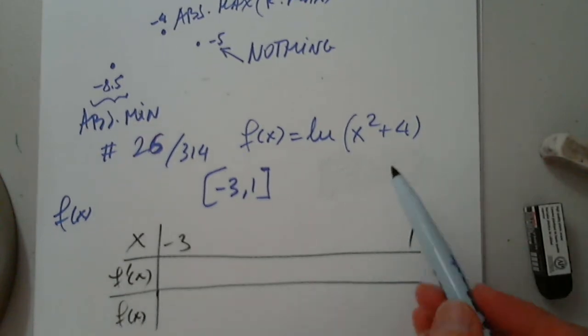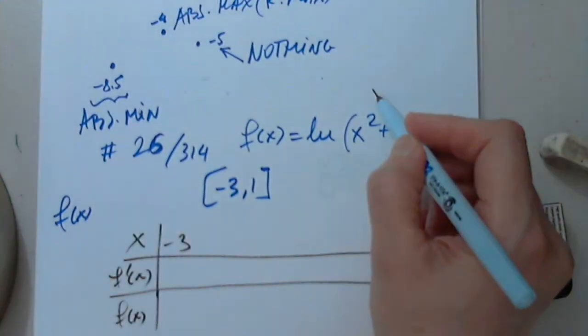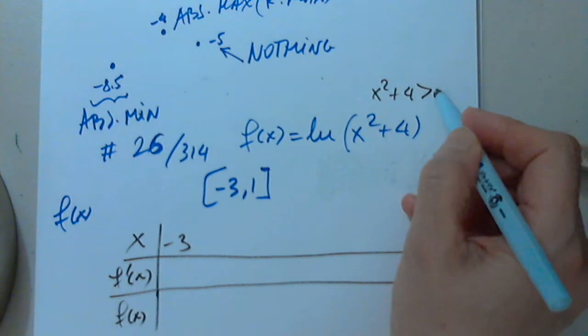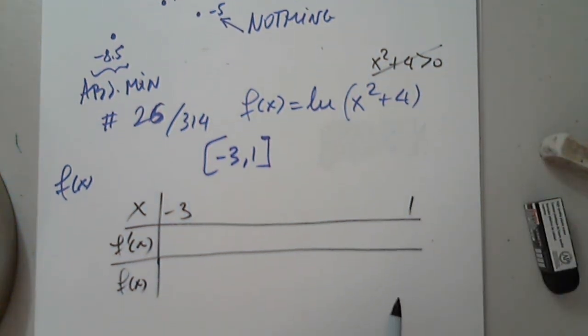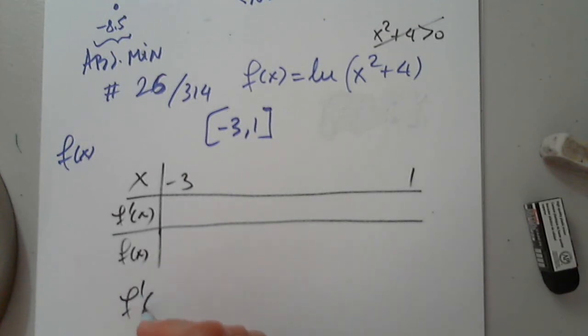Okay. Again, this function exists everywhere. Remember, x squared plus 4 has to be positive, but there is no need to write this because it's always positive. So let's find the first derivative. Can anyone give us the first derivative for this function?